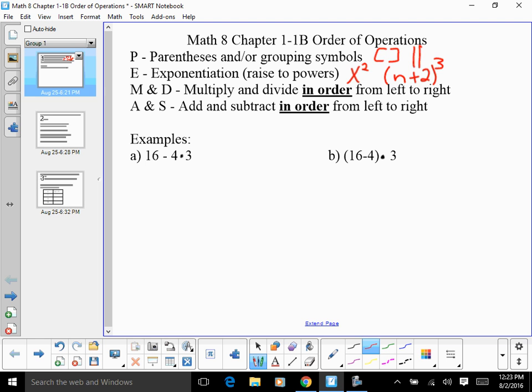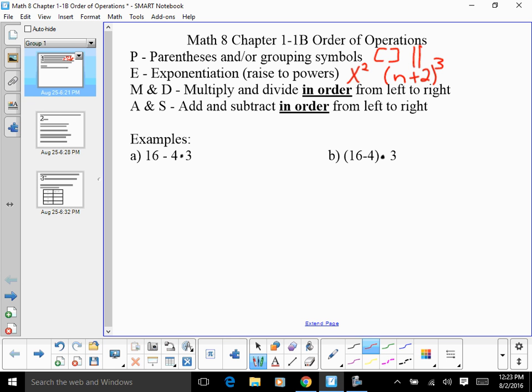Then we look for multiplication and division. Notice that it's in order. It's black boldface and underline because we do need to look for them in order from left to right. And lastly, we look for the addition and the subtraction, again in order from left to right. Now let's tackle our first example here.